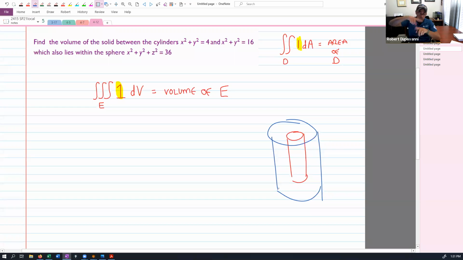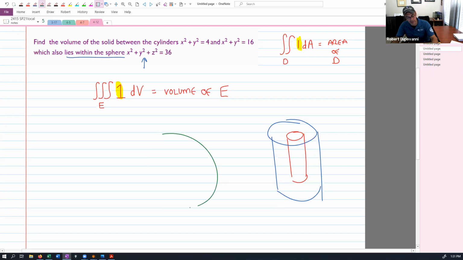But these things keep going forever. But I'm trying to find the volume of the solid that's bounded by these, but also inside of this sphere of radius 6, right? This is a sphere of radius 6. X squared plus y squared plus z squared is 36. Okay, so maybe I'm going to draw this again.